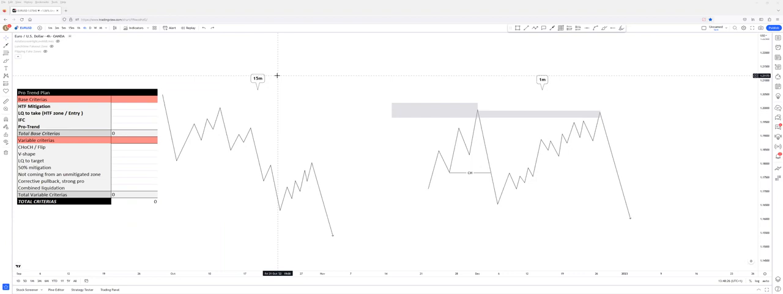This will be a new educational video where I will break down two of the criteria. First criteria will be the V-shape recovery, and second one will be the corrective pullback, strong movement. So in this video, I will break down how you can tick these criteria, how you can use these criteria, in order to fit them in your plan.